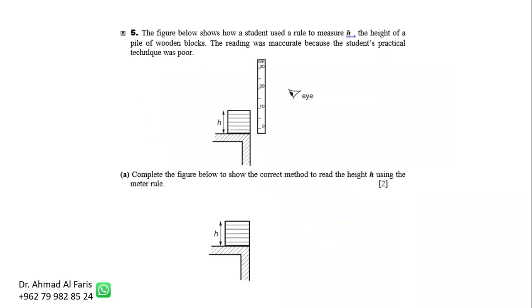Next question, what do we have? The figure below shows how a student uses a meter rule to measure height h, the height of wooden blocks. Okay, we have several wooden blocks, 1, 2, 3, 4, 5, 6 blocks. We need to measure the height of them. The reading is inaccurate because the student's practical technique was poor.